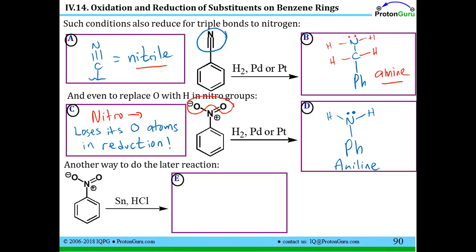Now, there's another way that people commonly make aniline. You can use a variety of different metals. Instead of palladium or platinum, you would use something like zinc or iron or tin. So remember, any of these with HCl as the source of the H, you'll actually get the same product. You get the aniline, same product you would get if you use the H2 and palladium or platinum.